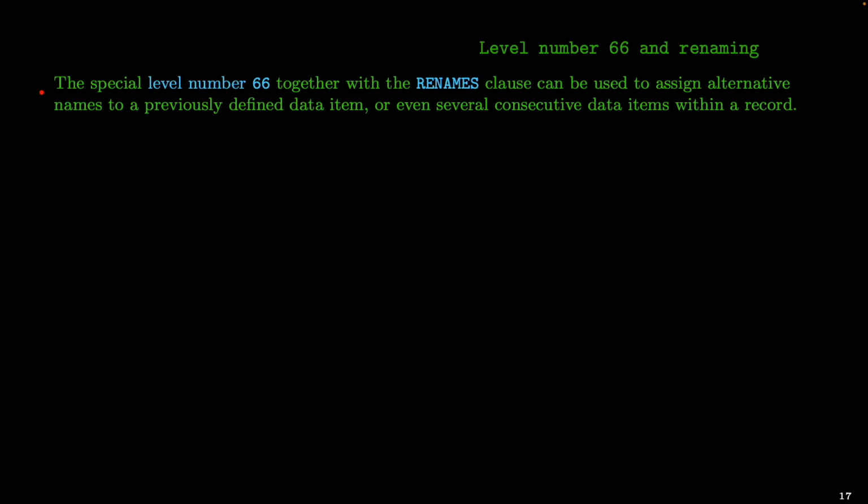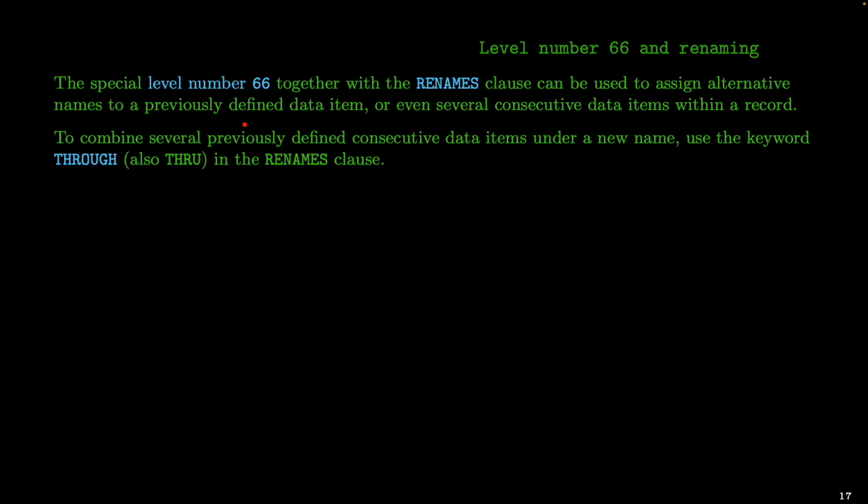Now remember that we had the two special level numbers, 66 and 88. And I want to first explore what the level number 66 means. This can be used together with the renames clause to assign alternative names to a previously defined data item, or even a group of several consecutive data items within a record.